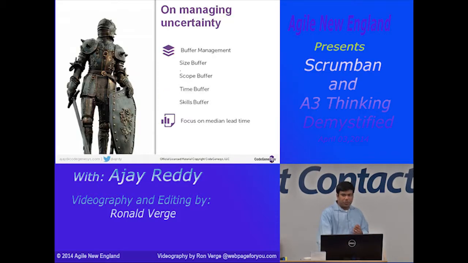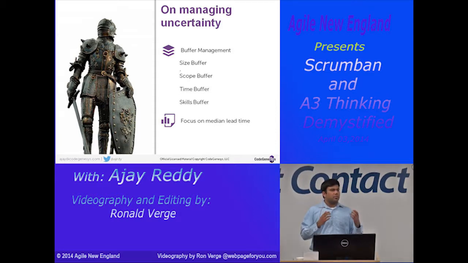The way we manage uncertainty in Scrumban is through buffer management, and we accommodate different buffers: size buffers, scope buffers, time buffers, skills buffer. Skills buffer is one thing I will mention. That's something that's different than traditional Scrum. From Deming's thinking, basically common cause and special cause variation, or assignable cause variation.